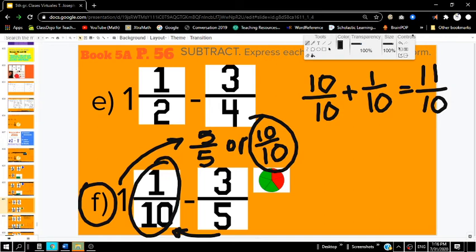Now I'm going to subtract like normal. 11/10 minus 3/5. Uh-oh, we have a problem. We can't subtract or add until our denominators are the same. So what should I do with 3/5 to have it the same denominator as 11/10? Well, just like before, we would multiply both the numerator and denominator by the same number. So what should we do to get to tenths? Well, I know that 5 times 2 equals 10. So 3 times 2 is going to equal 6. 6/10. Now I can subtract like normal.